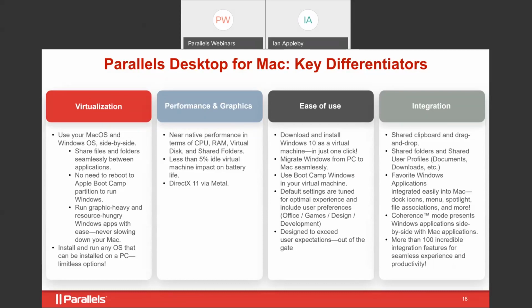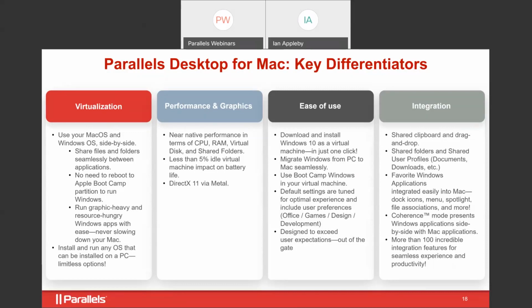Performance and graphics, we've talked about graphics. We're getting better and faster at running graphic hungry applications. DirectX 11 via Metal is brilliant, and applications that rely on that will now run in Windows. And support for OpenGL 3 makes running things on the Mac even faster too.